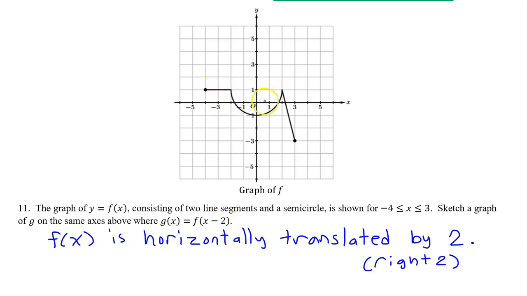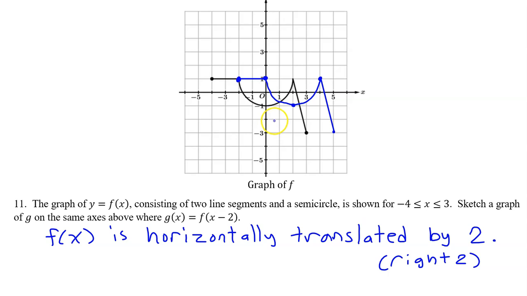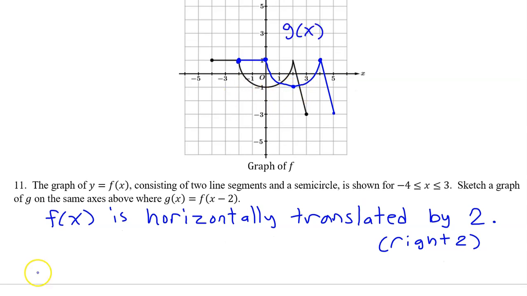So I just need to take all of my key points and shift them to the right by 2. So this endpoint will end up here. This little cusp will end up here. This corner, where the semicircle begins, will end up here. The bottom of this semicircle will end up here. And this endpoint will end up here. Our translated sketch will look something like this. We should label it g of x.